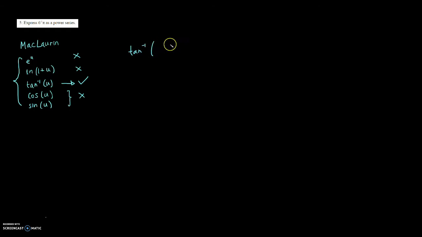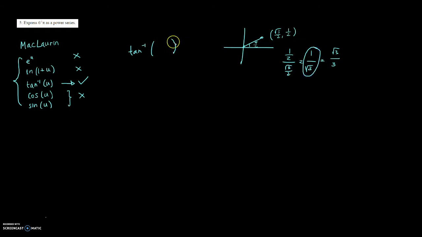But what ratio should we plug in to get pi over 6? Let's draw out our unit circle. Pi over 6: cosine and sine will be equal to √3/2, 1/2. And remember that tan is sine over cosine, so let's divide that, and you'll get √3/3. However, we'll just use this for the sake of simplicity. So plug that in. Write out your arctan Maclaurin series, which is this.